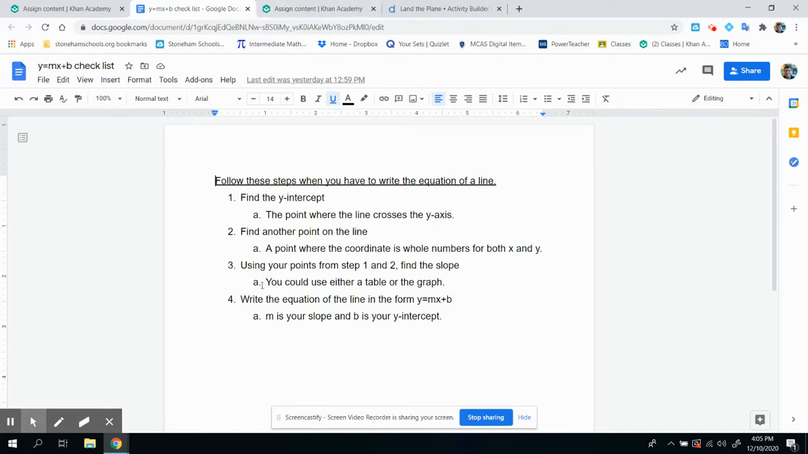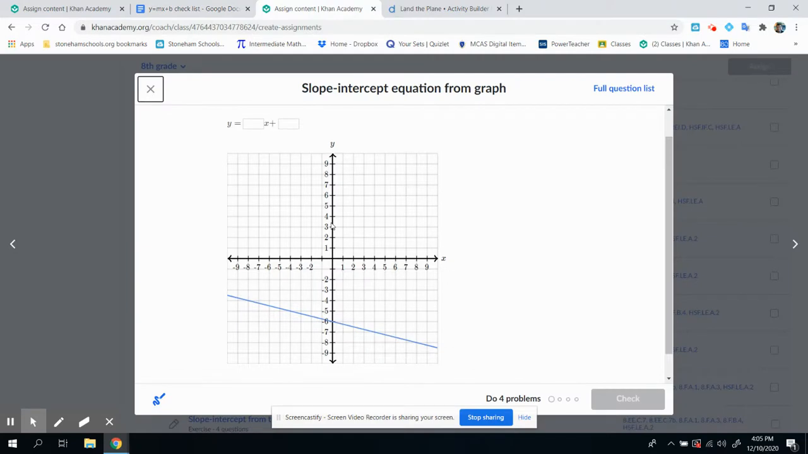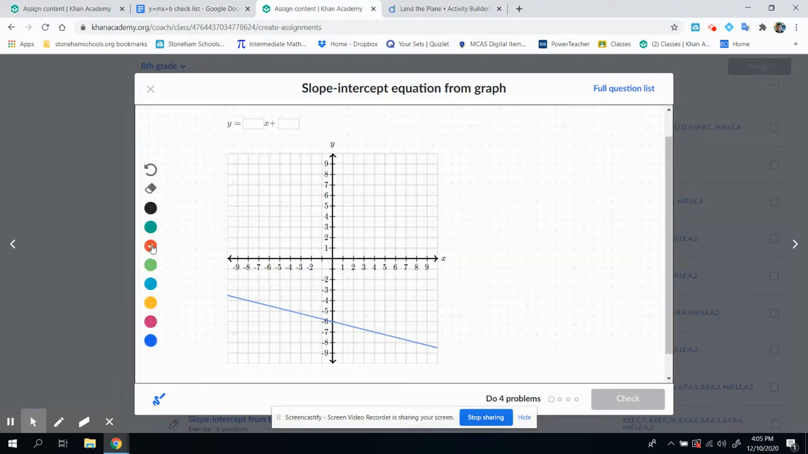Now, yesterday I posted these steps on how to write the equation of a line. You can have this open as you're trying to do the latest Khan assignment, right? So again, I'm using this pen tool, and that's step 1 of finding the y-intercept. They label the y-axis here, and it's that point where the line crosses the y-axis. So you should make a point there. That's step 1.